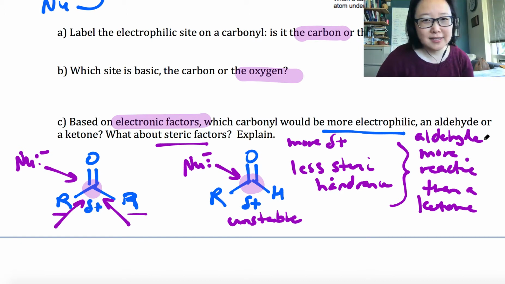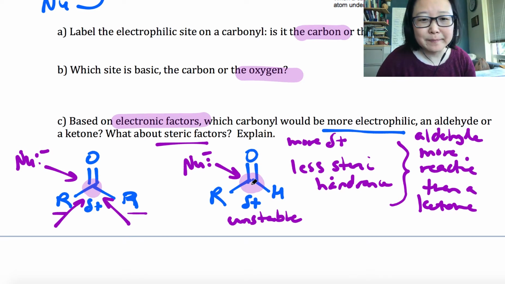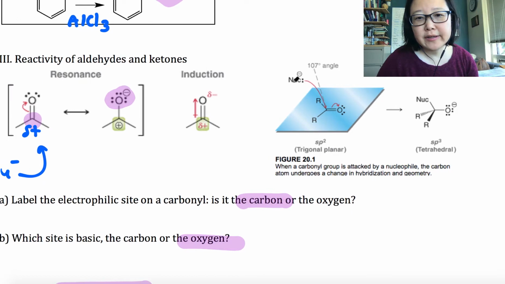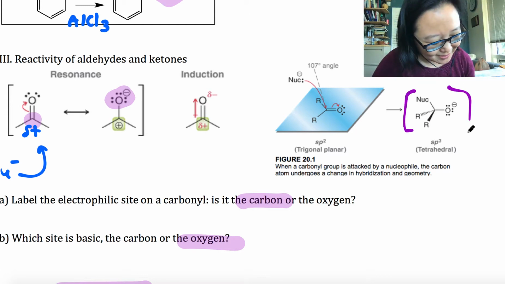So there are definitely differences between ketones and aldehydes in how they react, even though they look very similar to each other. And for the most part, they do react very similarly. I want you to remember this basic mechanism: the nucleophile comes in, attacks this carbonyl carbon, and the electrons flow to the oxygen. So you make a bond, you break a bond, and you get this intermediate that is sp3. We call this a tetrahedral intermediate because that's what it is.